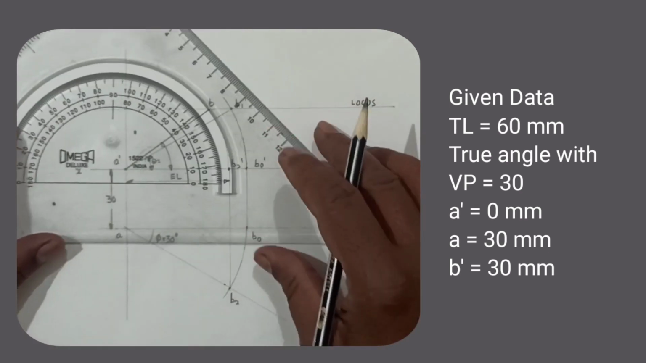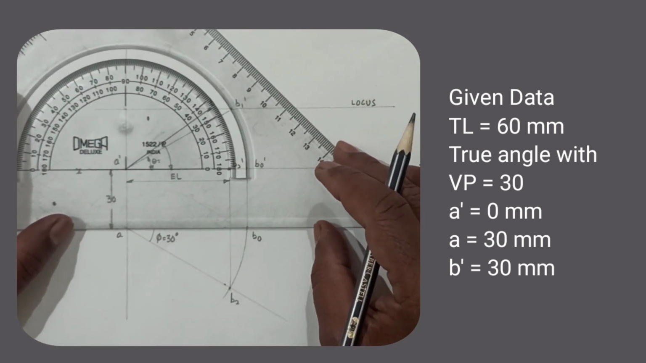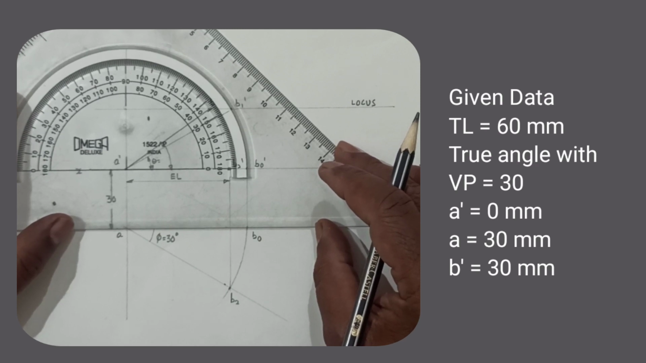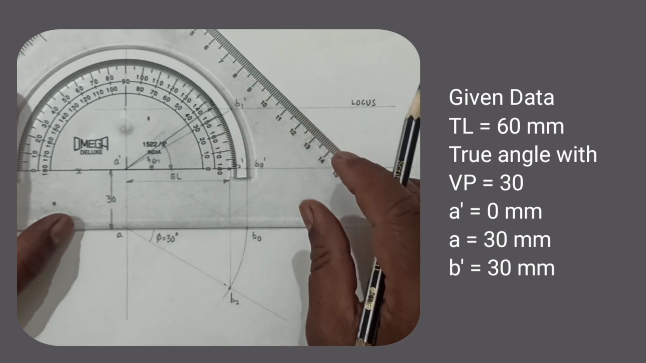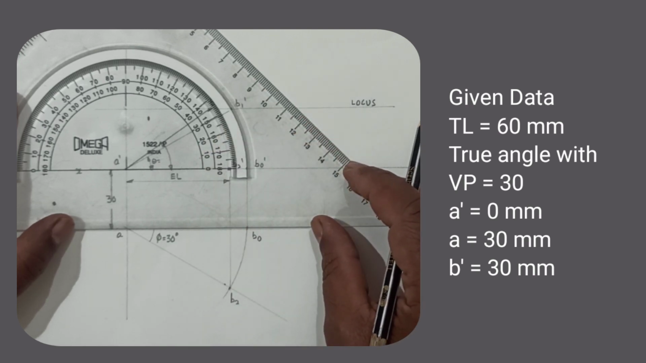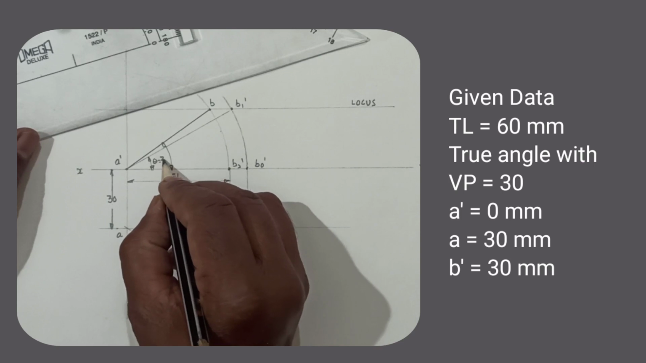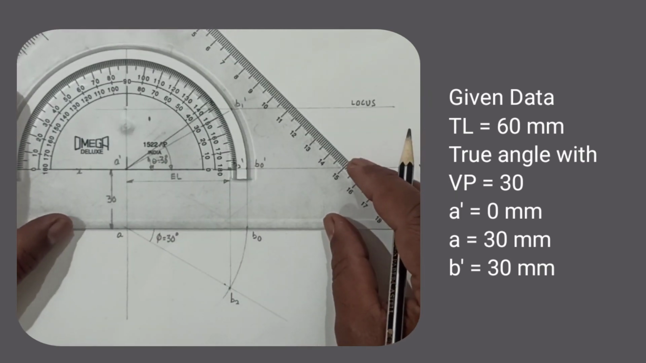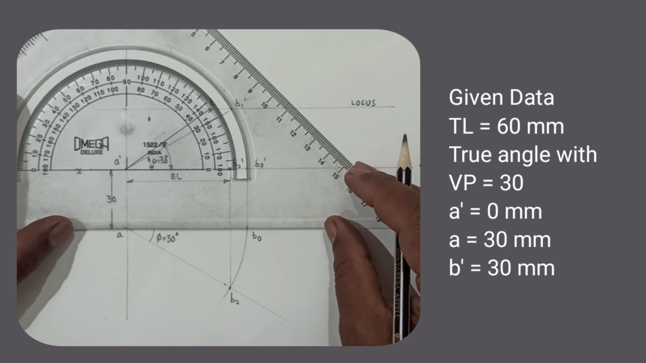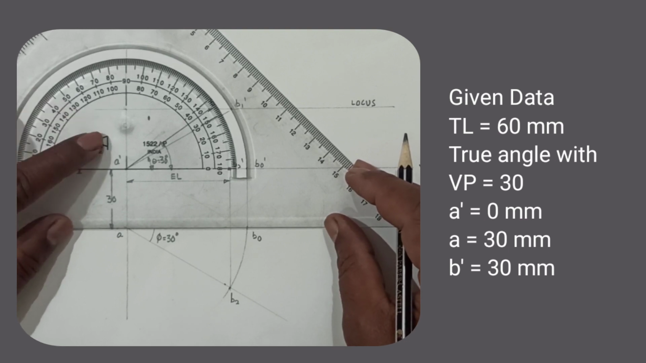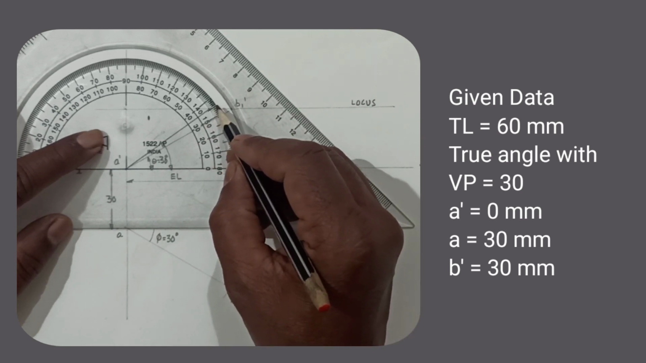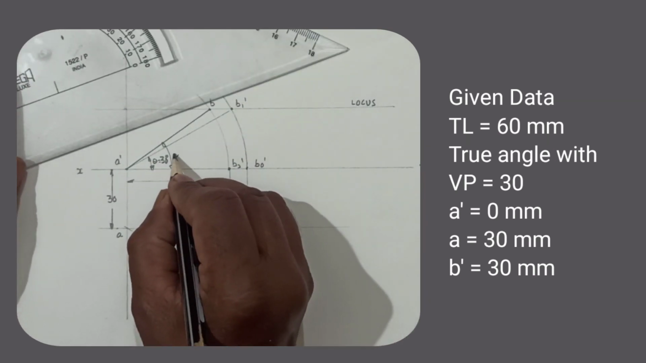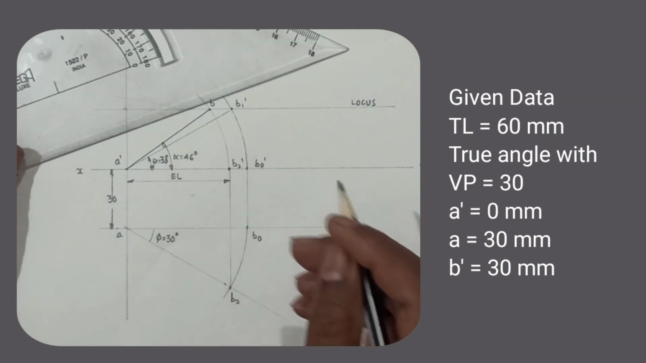The apparent angle will be alpha. Both angles we have to measure and show in our solution. So measure the apparent angle, measure these two angles. This is alpha, meaning the apparent angle.